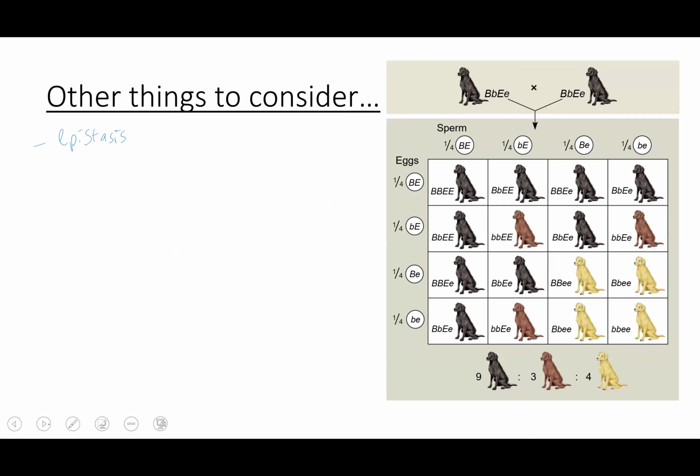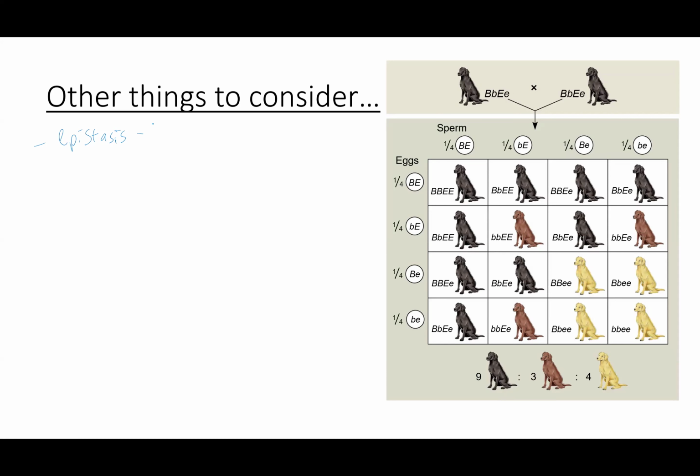Your book gives a classic example, because who doesn't like labs? Maybe you don't like labs. They shed a lot, but they're cute. When you talk about lab coat color, there are people who have black labs, chocolate labs, and golden labs. And this is really the effect of two different genes.